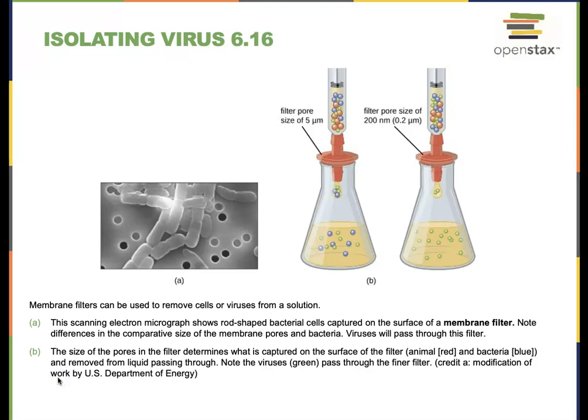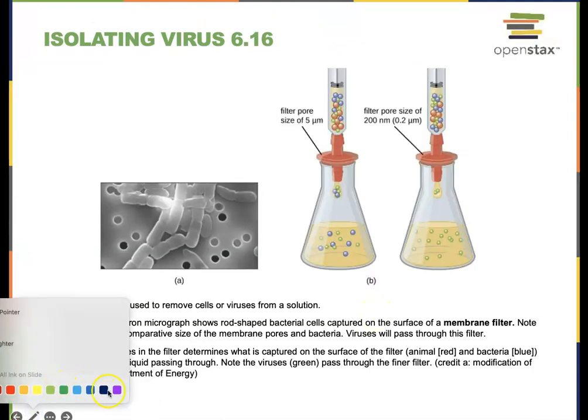So, isolating them is pretty simple. We just use a filter, and these filters have to have pores that are super, super small. Remember that bacteria are about 100 to 1,000 times bigger than viruses. So these pores have to be small enough to let viruses through and not let the bacteria through. So it's basically a membrane filter that's used to filter out virus particles.